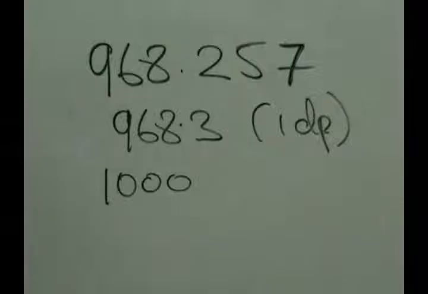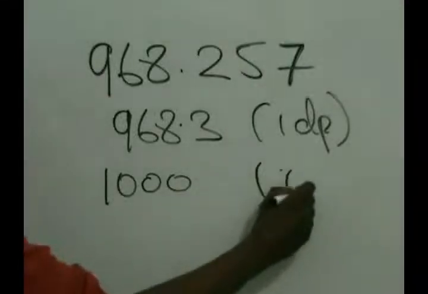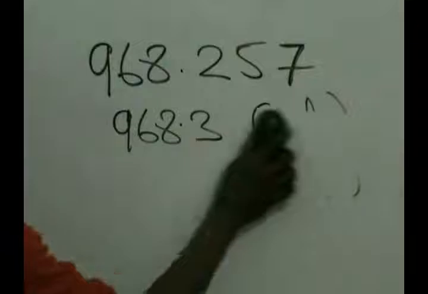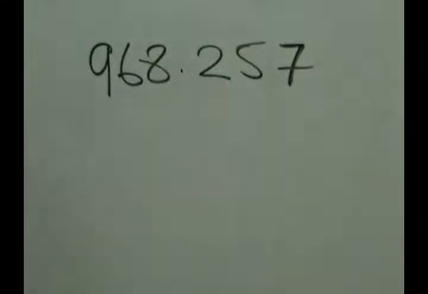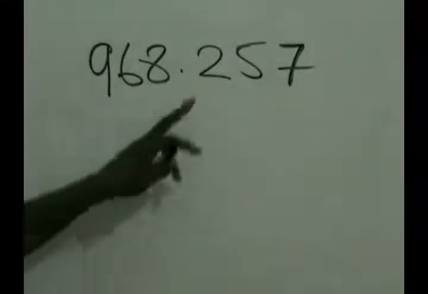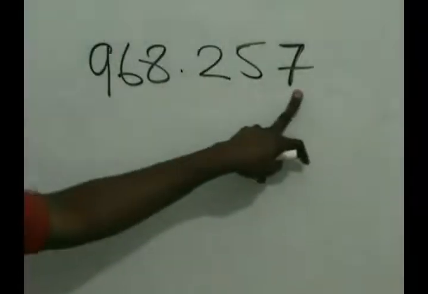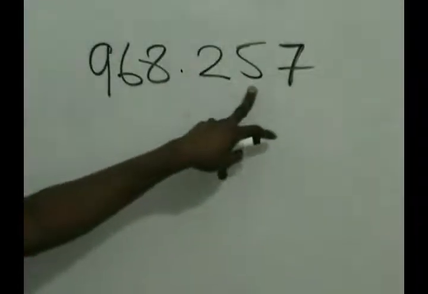So this is 1,000 to 1 significant figure. How about 2 decimal places, 2 significant figures? Watch it now. Again, your first decimal place is 2. Your second decimal place is 5. 5 followed by a 7 will change to a 6.